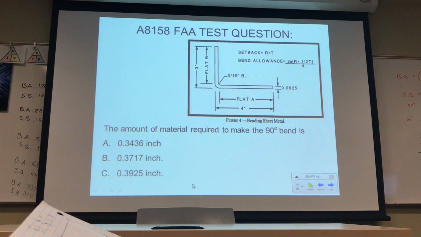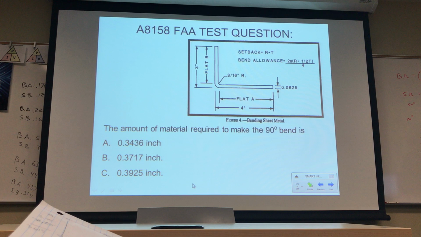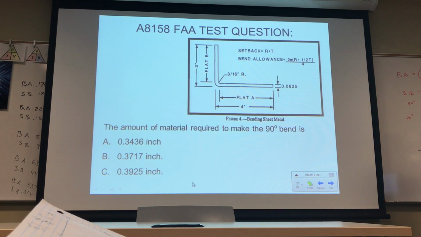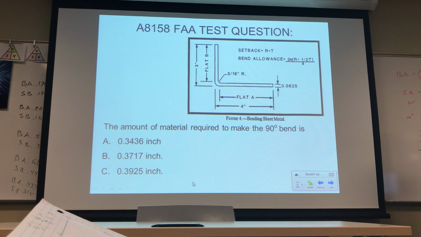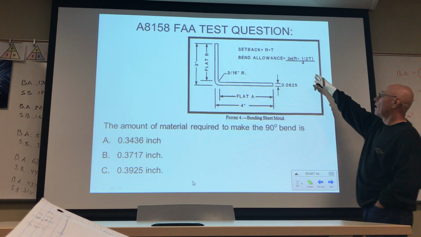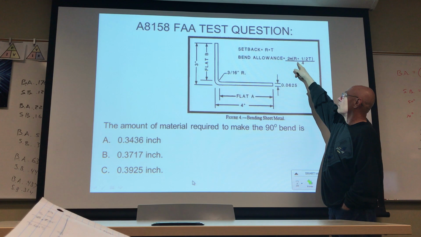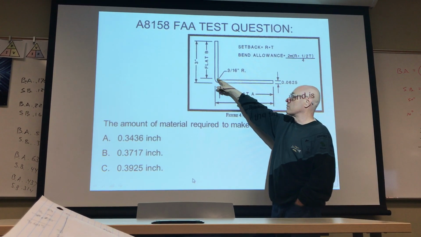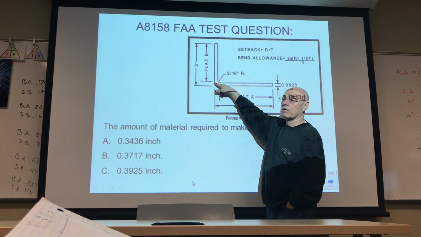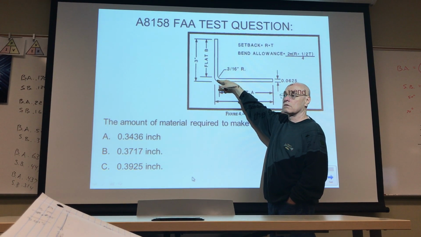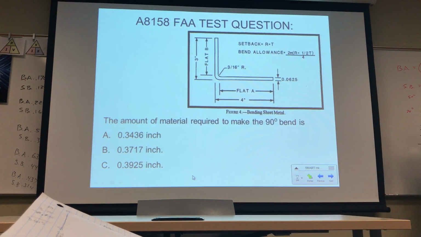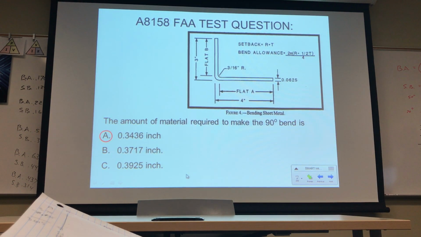Here's another one. The amount of material required to make the 90-degree bend. Well, they don't give you the empirical formula for bend allowance, they give you the geometric formula. But if you follow this formula, 2 pi times the quantity radius plus 1/2 t, divided by 4, it'll give you the amount of material required to complete the bend that we call bend allowance. So if we do that, 3.43 inches, okay?